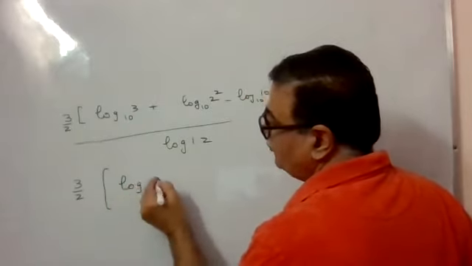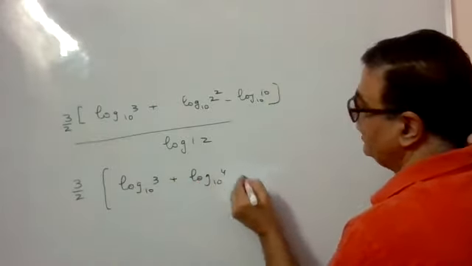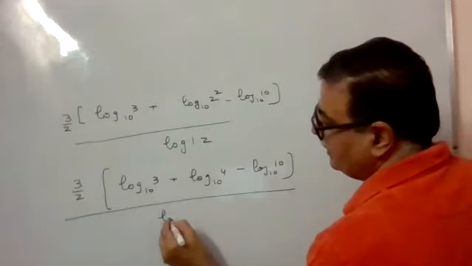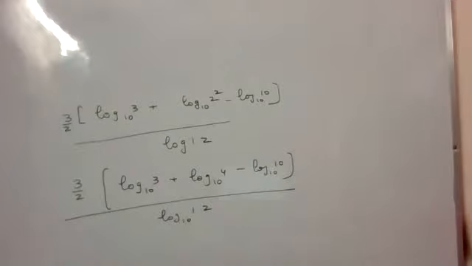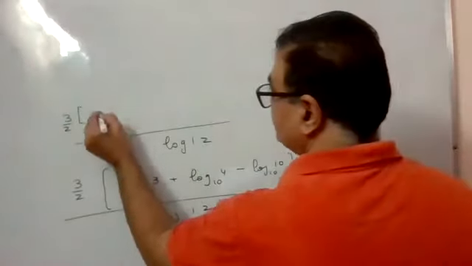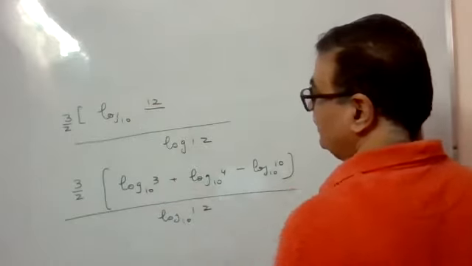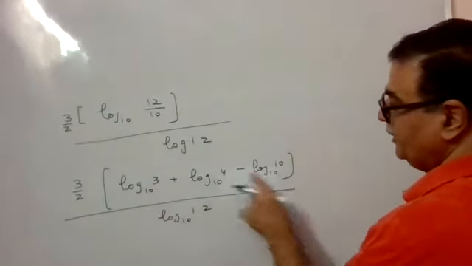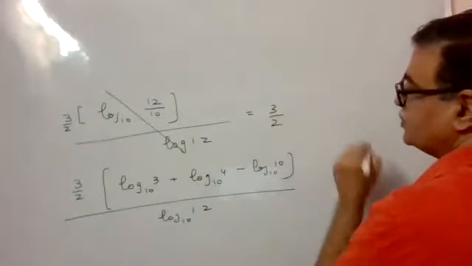4? 4? I got it 3 by 2. This will be log of 3 with base 10 plus log of 4 with base 10 minus log of 10 with base 10, whole divided by log of 1.2 base 10. Now what it will come? Log 12 base 10. This will be 3 fours are 12, right? 12 by 10. Yahi hoga? 3 into 4 in the numerator. Yes, sir. 10. Is it same? Cancel out. Your answer is coming 3 by 2.